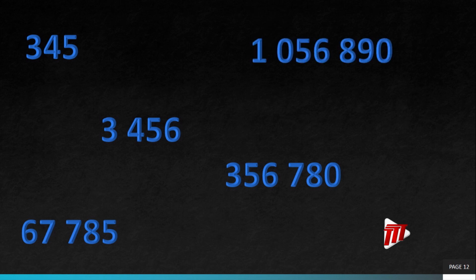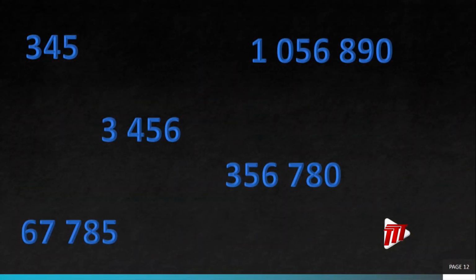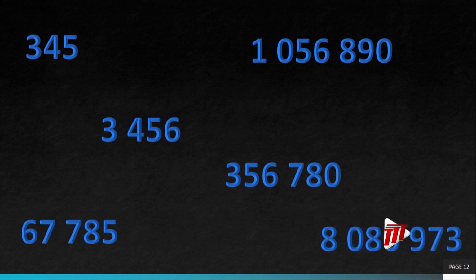And our last number now, read that number for me. 1,056,890. My question is, how many hundreds of thousands do we have in that number? We have 0 in the hundreds of thousands column. But does that mean we have no hundreds of thousands? Think, what do we use 10 of to make up 1 million? We use hundreds of thousands. So in 1,056,890, we have 10 hundreds of thousands.